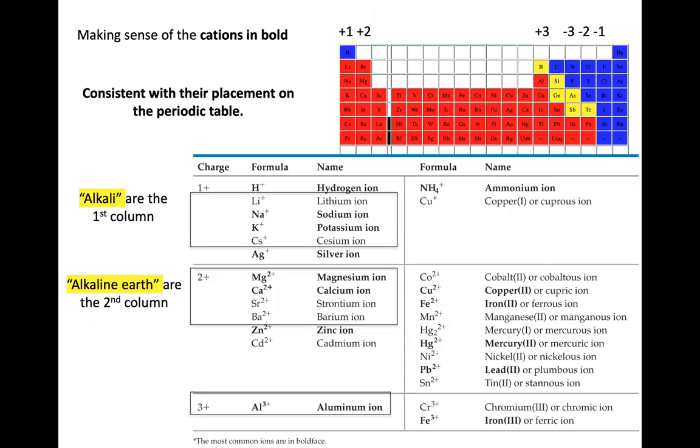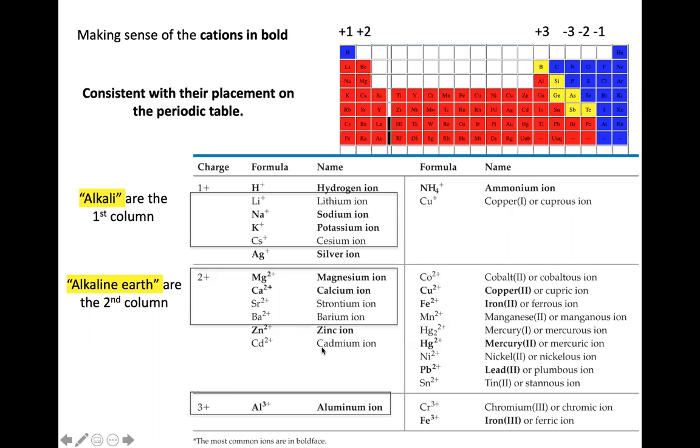Now, let me add additional information. I want you to know that that first column, the name for that, are called the alkali metals. I show that listed here. There's a couple columns that I'm going to need you to know the names for. The first column there is called the alkali metals. The second column is called the alkaline earth metals. If I were to look at other information on here, aluminum, it says becomes a plus three cation. I look at its placement on the periodic table. Yep, it's in the same spot where I would expect that plus three to be.